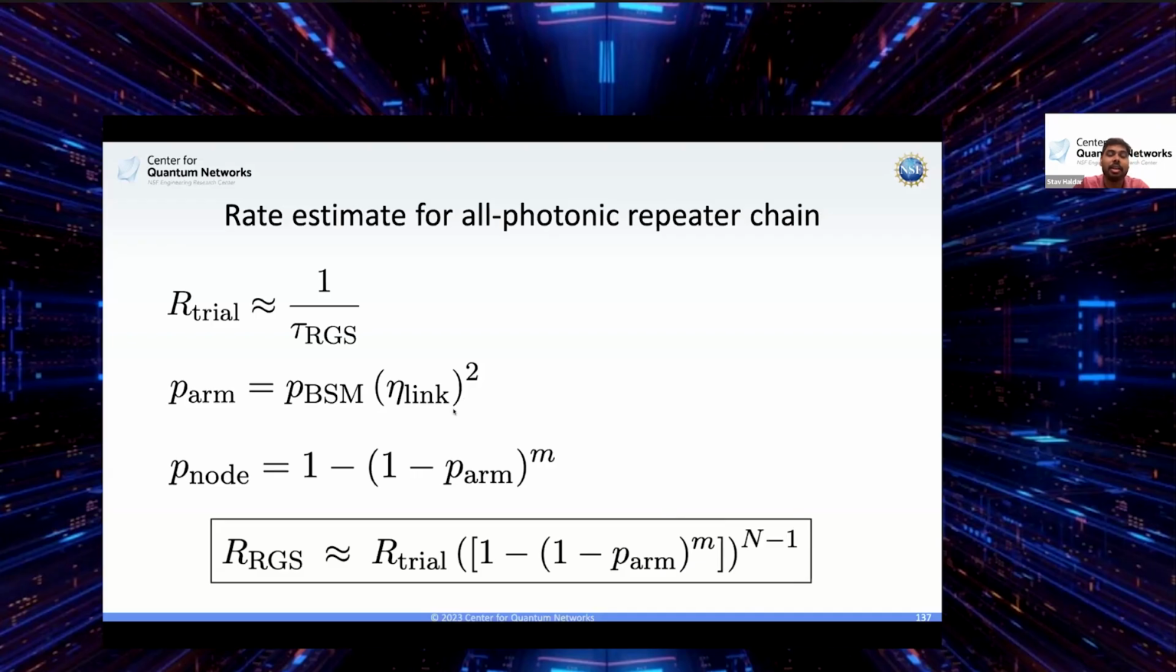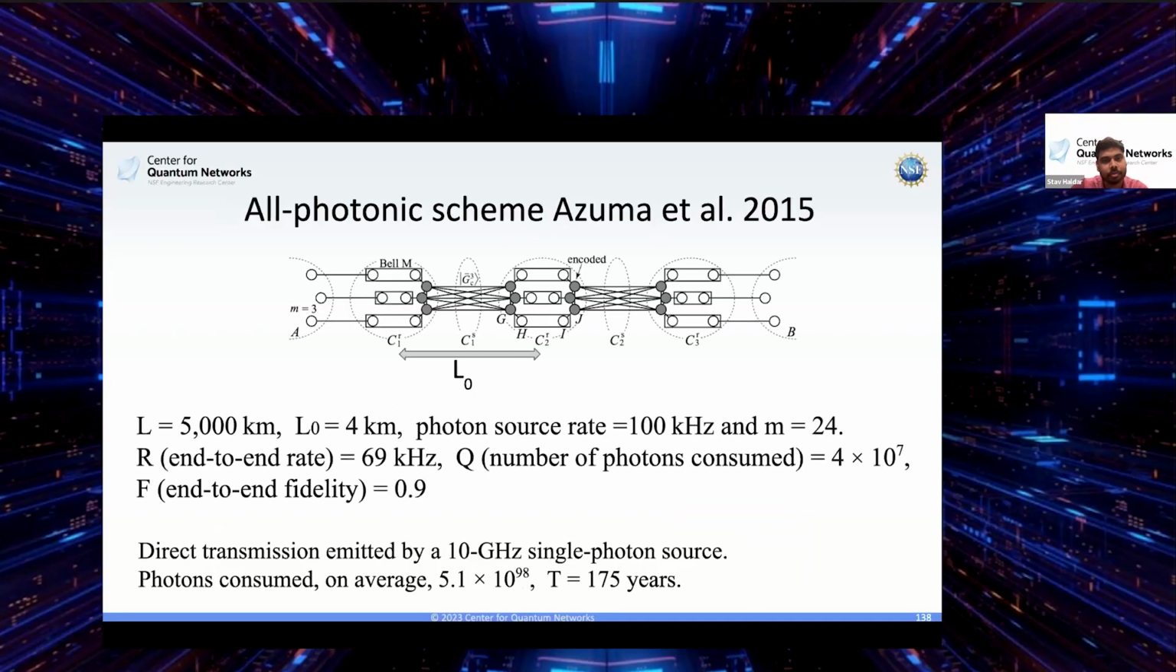But remember that for a fixed distance, if you increase the number of segments, then the length of each segment goes down, and then probably this eta link will go up. So this lets you play that game. This kind of rough estimate lets you play this game and see where you are in terms of the rate. For example, for the Azuma scheme in the original paper, they made some estimates that were much more complicated than the estimate we just talked about, but works on the same principles.